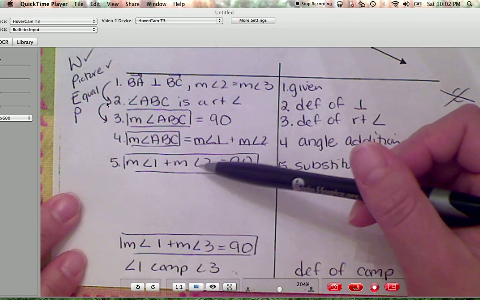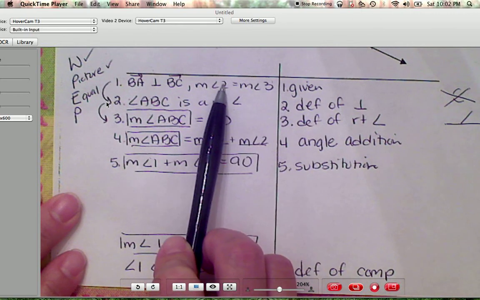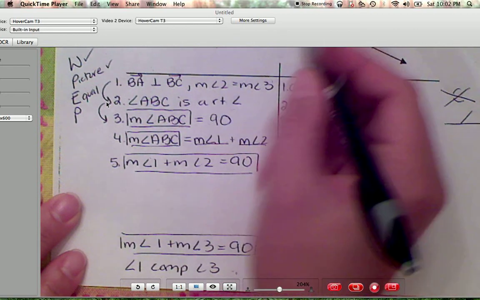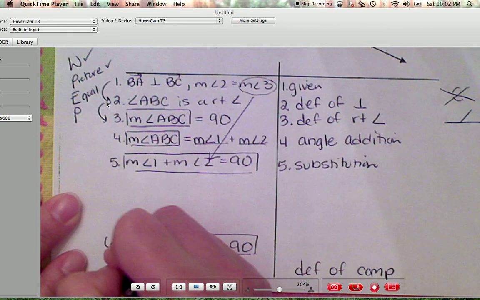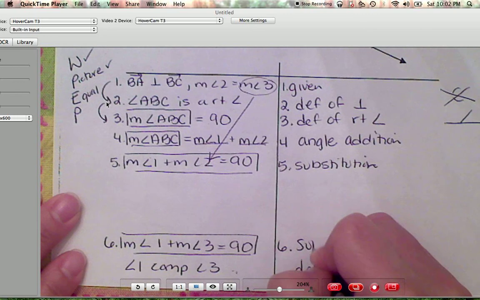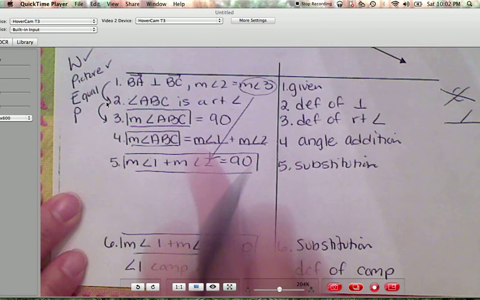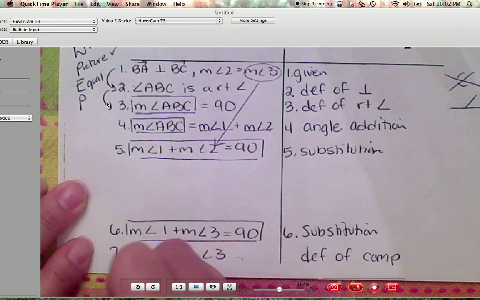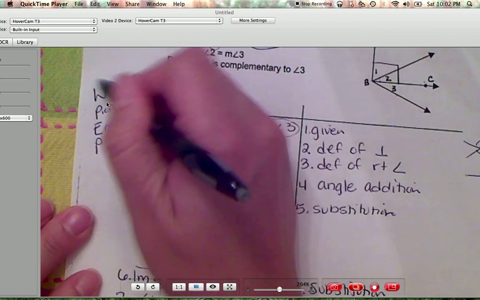And what allows us to interchange the 2 and the 3? Right here. We know the measure of angle 2 is equal to the measure of angle 3, and it's already been converted to equality for us. So we don't even have to do that. So actually, all we're doing is taking this angle 3 and putting it in place of this angle 2, and that's going to be line 6 down here. That's going to be substitution. So we're just putting that guy in place of the 2 to get 1 plus 3 equals 90. And if we know they add up to 90, then we know that they must be complementary because of the definition of complementary.